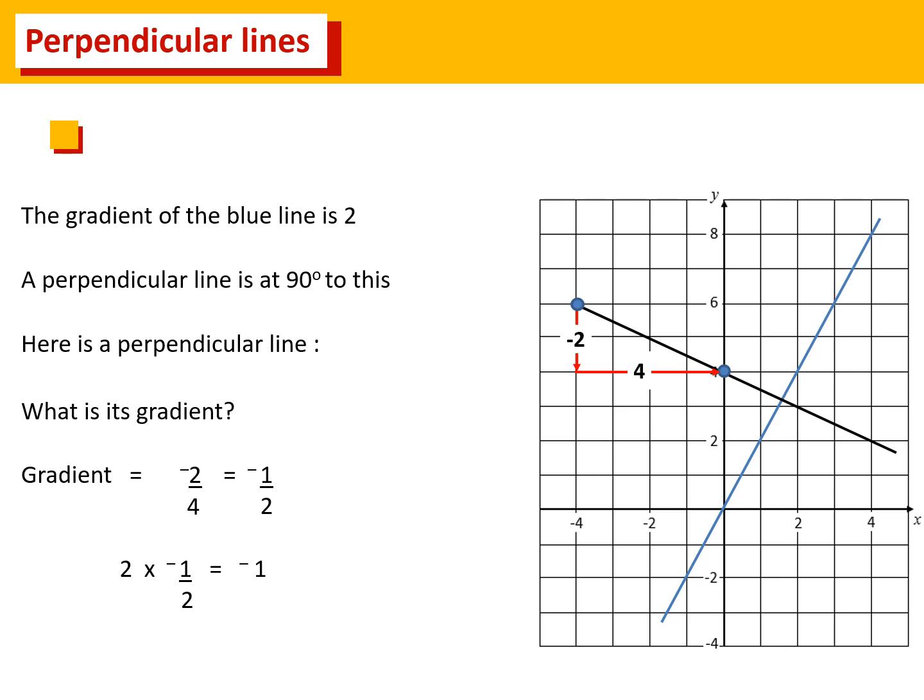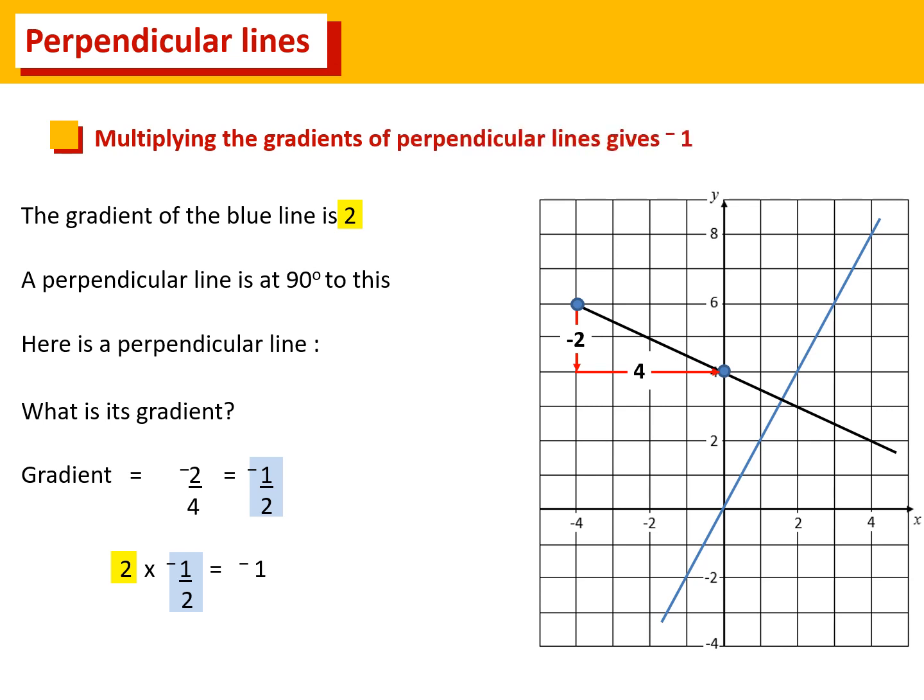And that is true of perpendicular lines. If you multiply their gradients, you always get -1. 2 times -1/2 gives us -1.